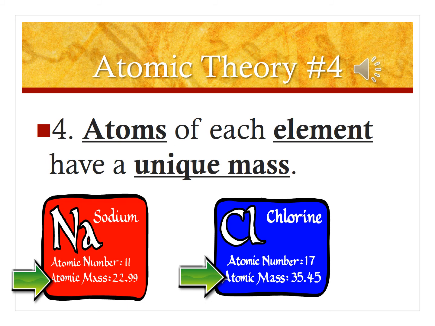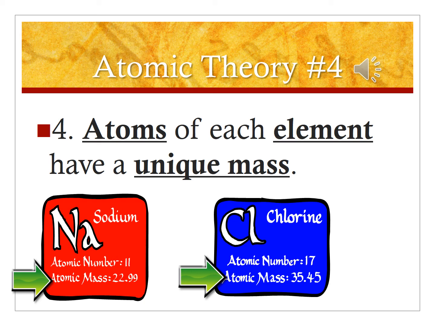Atomic theory number 4. John Dalton's atomic theory number 4 states atoms of each element have a unique mass. If you take a look down at the bottom, it actually has elements from the periodic table. If you look at the periodic table, you have two numbers. The first number is the atomic number, which you don't have to worry about. You'll learn more about that in 8th grade. And then the second number is the atomic mass. The atomic mass is basically how big the atom is in that element.